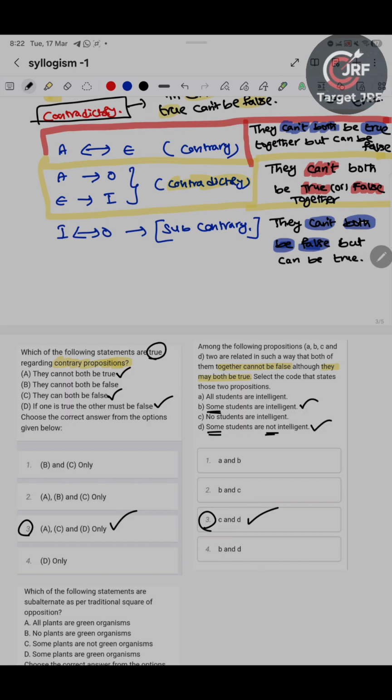Option C and D. Are you understanding? So this is a subcontrary proposition, a subcontrary question, that is I to O. I is something like some F is P, O is something like some F is not P. So this is where it exists, in option B and option D. So C and D is the right answer.